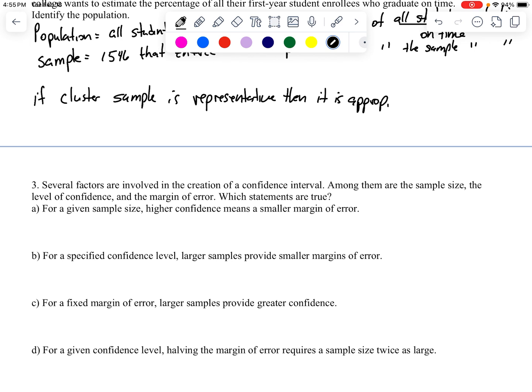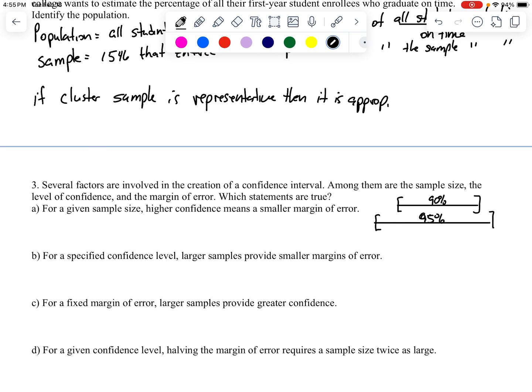So for a given sample size, higher confidence means a smaller margin of error. What that means is if I'm going to create a confidence interval, an interval of numbers, I might be 90% confident that somewhere in there is the true proportion. I am 90% confident that I captured the true proportion. Let's say I want to increase that confidence to 95%.